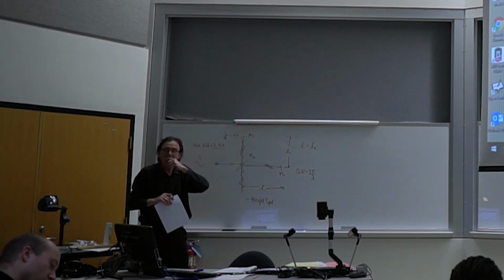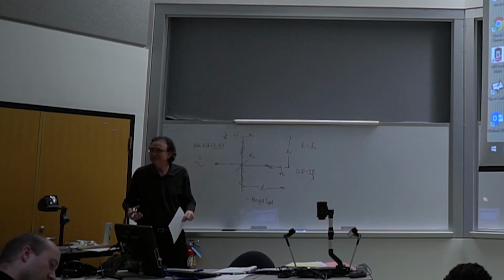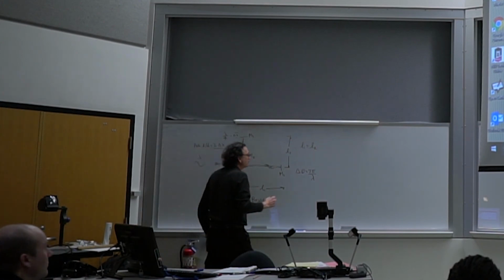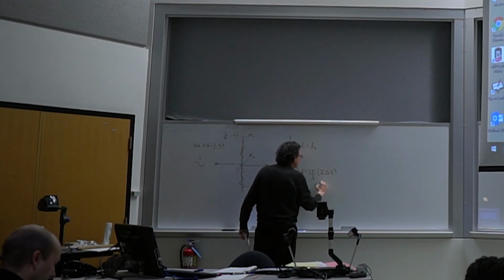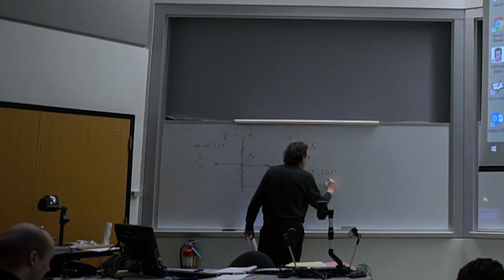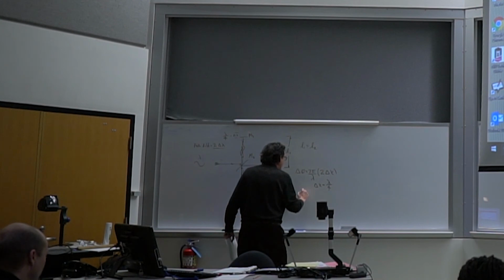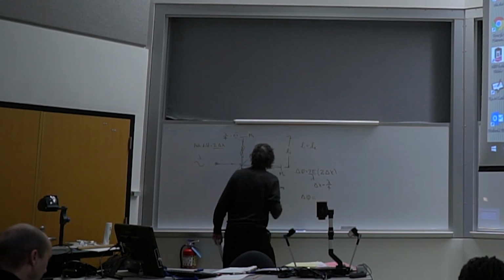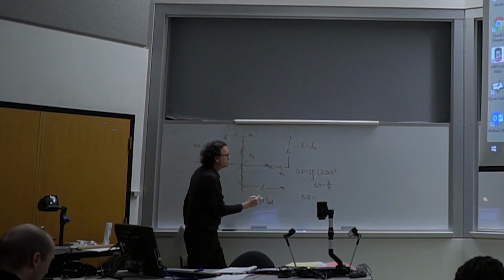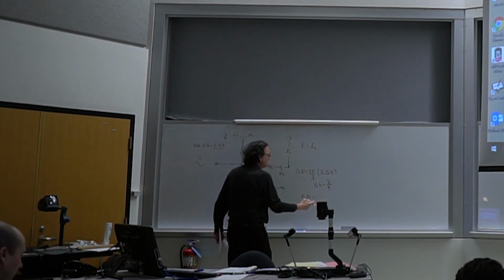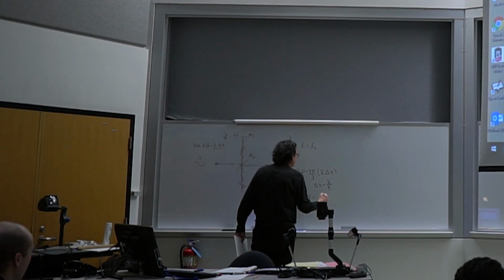It's 2 delta x. Why 2? Because it goes up and back. So the phase difference is 2 pi over lambda times the path difference, and the path difference is equal to 2 times delta x. When delta x is equal to lambda over 4, the phase difference between the two waves when they recombine is equal to this quantity, which is equal to pi.